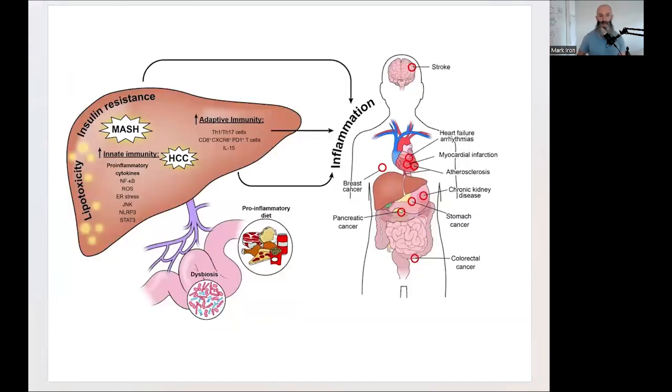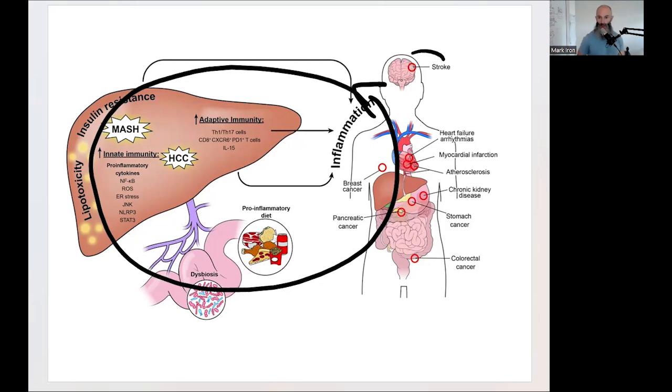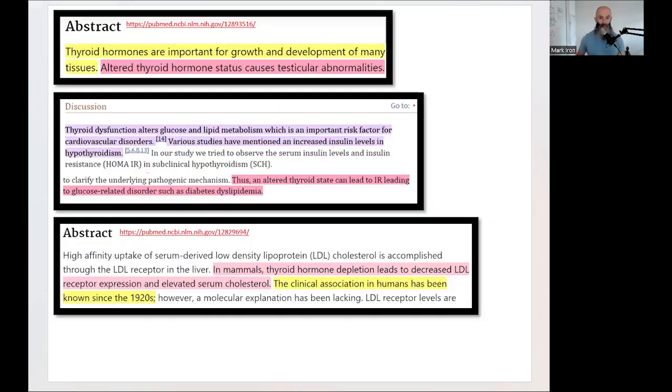So basically, we've got inflammation driving insulin resistance. It goes around in a big loop: stroke, heart arrhythmias. You've also got myocardial infarction, atherosclerosis, plaque building up in the arteries, kidney disease, stomach cancer, colorectal, pancreatic, breast cancer. Don't panic. We can fix this. So right here, as you can see, altered thyroid hormone status causes testicular abnormalities. The system doesn't care about this because they only test, as I talked about in the first video. There's about 9 labs you need to get for thyroid hormone. There's more information to download a PDF about what those labs are.